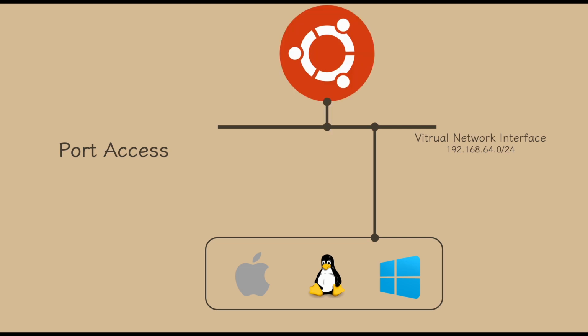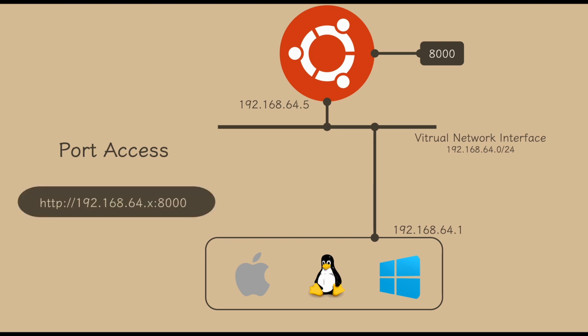So in our example, the host OS gets the IP address of 1, which is the last digit, and the guest OS gets an IP address of 5. So the guest OS also exposes this port 8000, which is our HTTP server. So in order for the host OS to access this, you just have to use the IP address 192.168.64.5 and use the port as 8000.